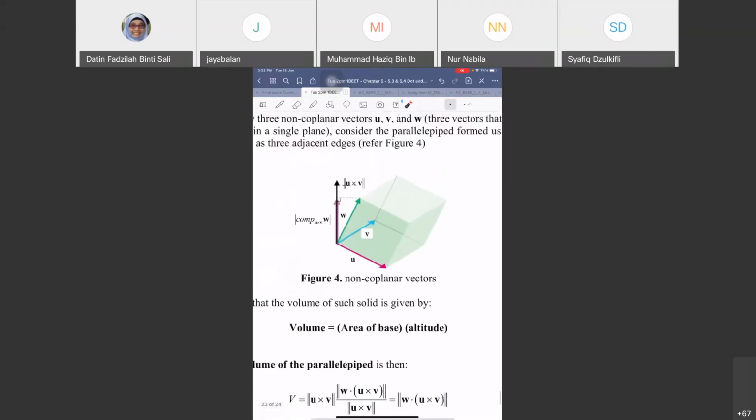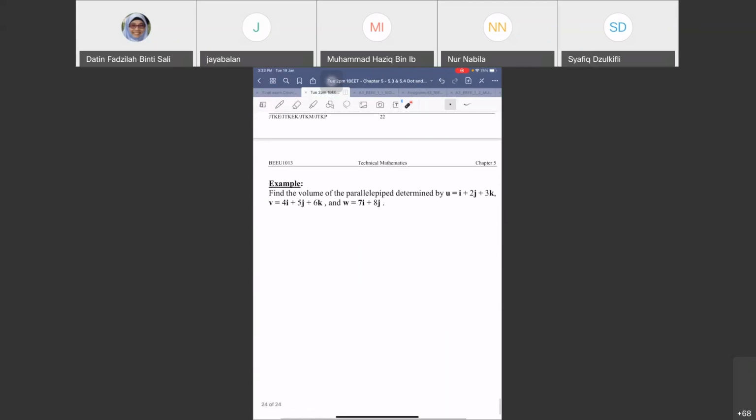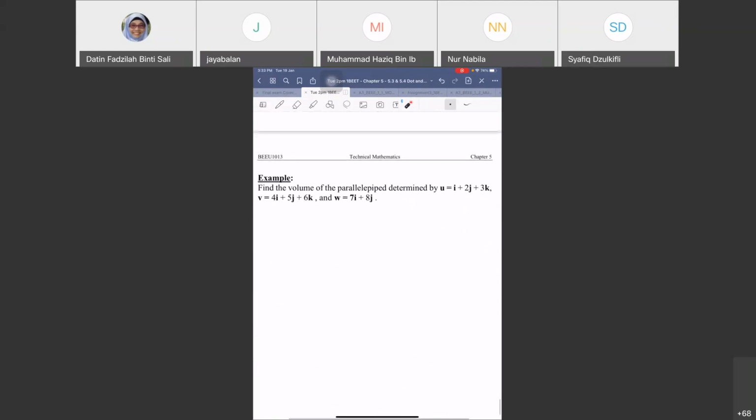So let me just straight away do the example, because this is the last one. You have a similar example in the book. But for the volume of a parallelepiped, you must be given three vectors. In this case, it is u, v, and w. In terms of setting up the scalar triple product, they call it scalar triple product because it involves both a dot product as well as a cross product, but the final answer is a scalar number.